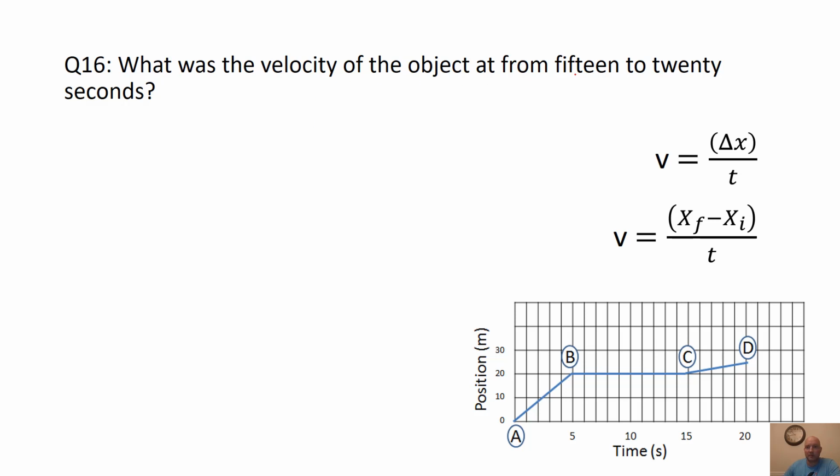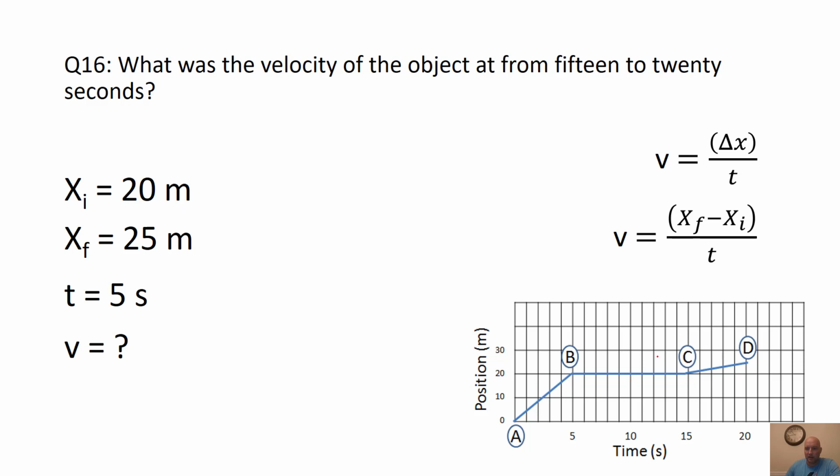What was the velocity of the object from 15 to 20 seconds? So we're going to go ahead and go back with making a givens list. You start off at 20 meters, you get to 25 meters, and the time it takes to get from there to there is 5 seconds. 20 minus 15 would give you 5 seconds. You plug it into the velocity equation, or you realize you just have to do the slope of the line. Either way, it's going to be change in x over t, and you get your answer. The answer would be 1 meter per second.